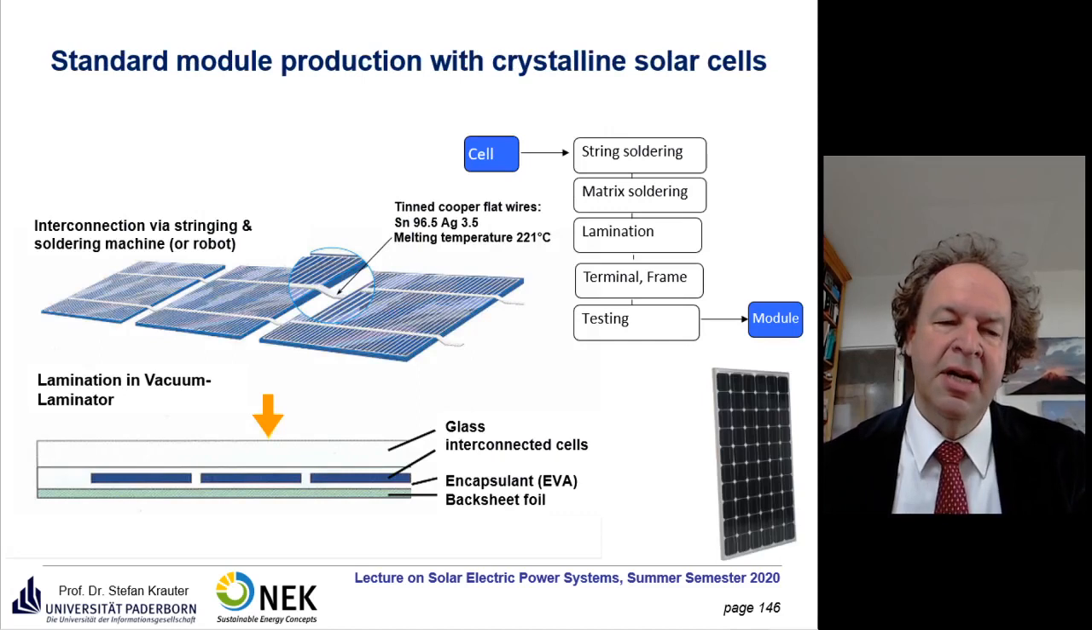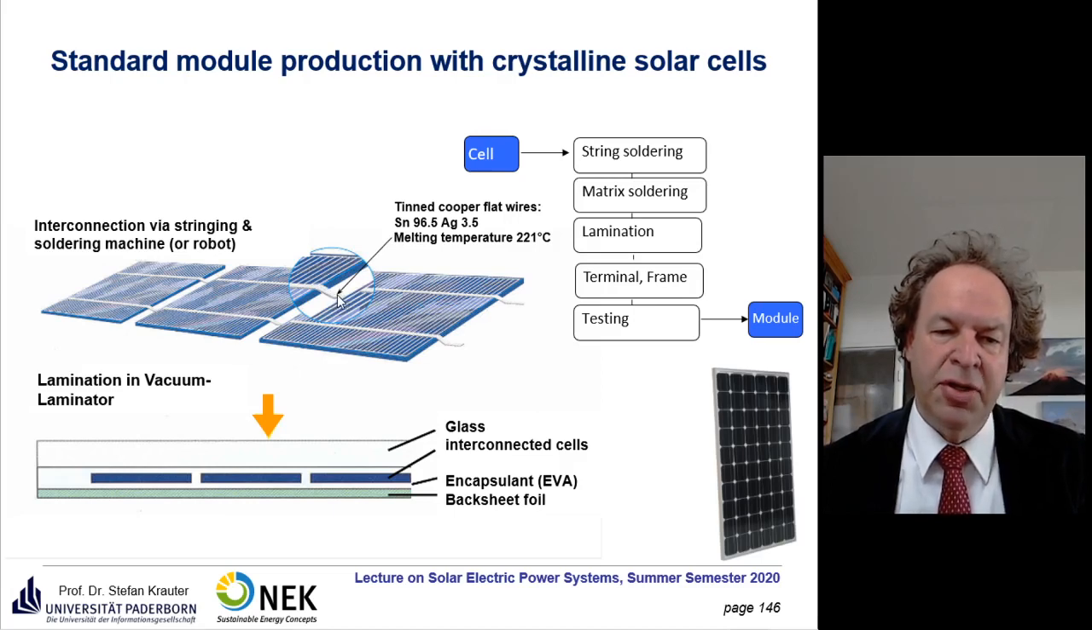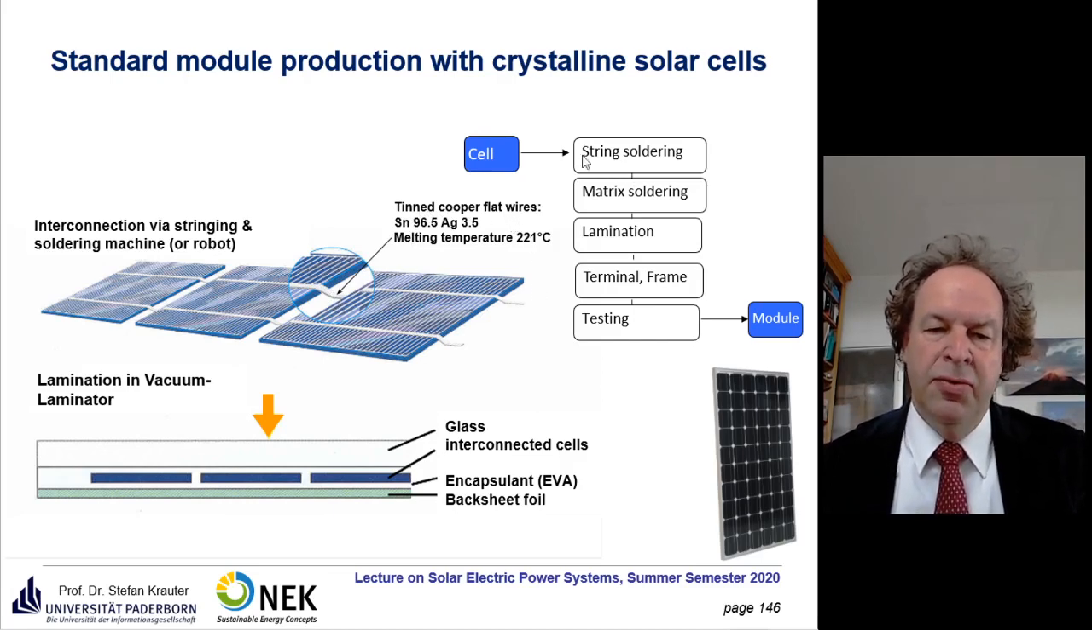Here you see the interconnection of the cells. This is carried out via cell interconnectors, for example thin copper flat wires. You do this soldering, and we will see some pictures of it, and this is the matrix soldering and the lamination procedure. Almost at the end we put the terminal box and the frame on, and at the very end we do some testing to see the IV characteristic, the short circuit current, the open circuit voltage, and most importantly, the power of that module. And then it goes to the sale of the module.